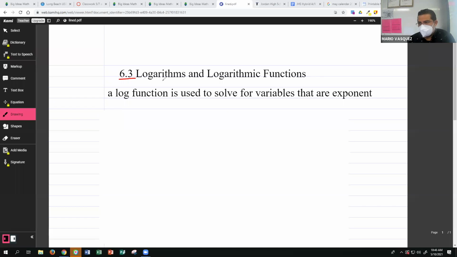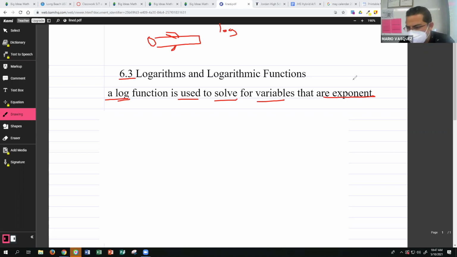6.3, logarithms and logarithmic functions. A log, just like, you know, a log is like a, what is it? Can you describe what a log is? Okay, it's a big piece of wood hollow on the inside. That's really good. Thank you. Yeah, so like this, right? That's a log, kind of. I'm not a good artist. Anyways, so basically a log is a function that is used to solve for variables that are exponents.